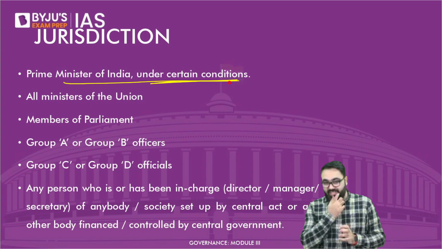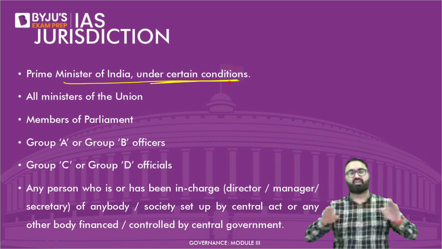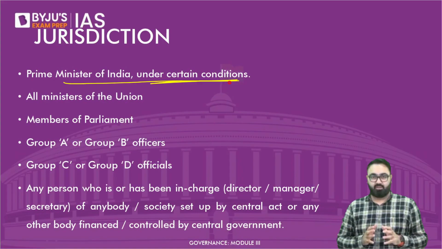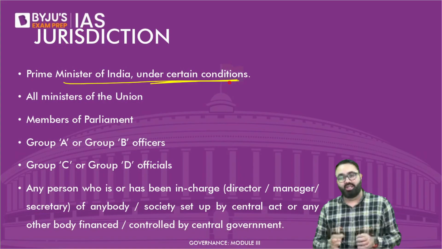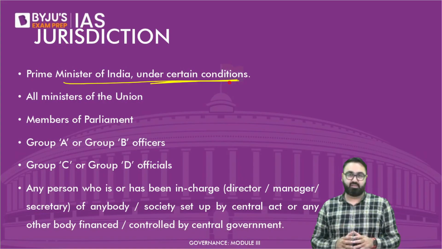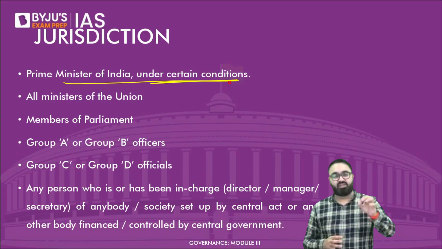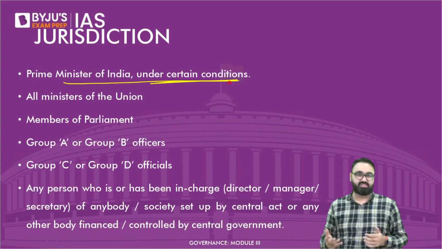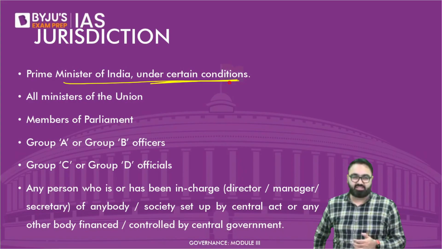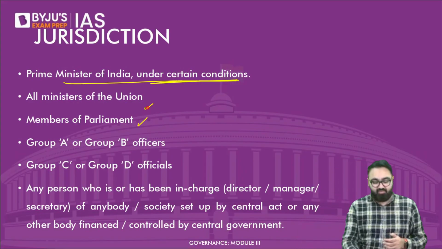The compromise between the government and the agitators was simple: okay, we will have the Prime Minister under the Lokpal, but only in certain conditions. Meaning that the Prime Minister's decisions only in certain cases can be investigated by the Lokpal, other cases no. I'll tell you later what those cases are. All the ministers can also be investigated by the Lokpal. Members of Parliament can be investigated.